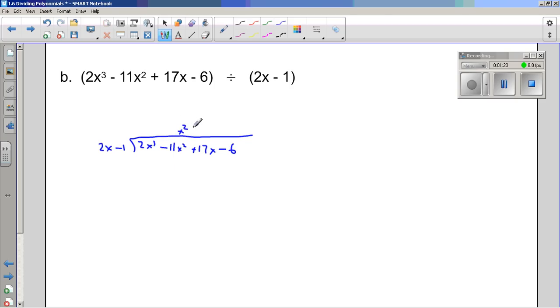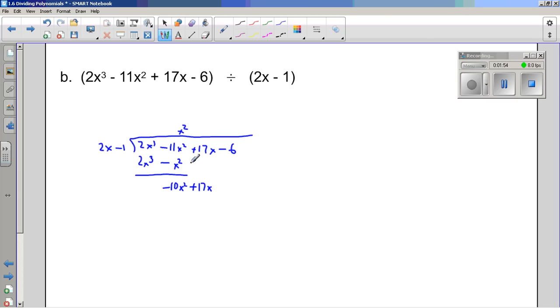So now I think, and I'm not going to write down all these steps over here, I'm going to try and do this without. So x squared times 2x is 2x cubed, just like we planned. That was on purpose. And then x squared times minus x is minus x squared. And then I subtract down. Watch your signs. Negative 11 subtract negative 1 is negative 10x squared. And then I bring down the 17x.